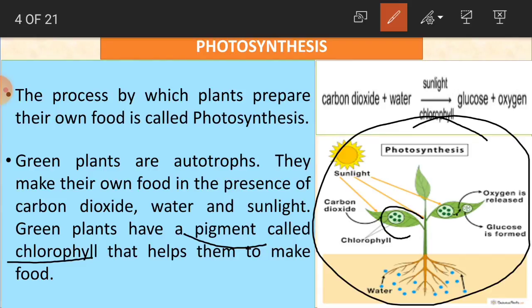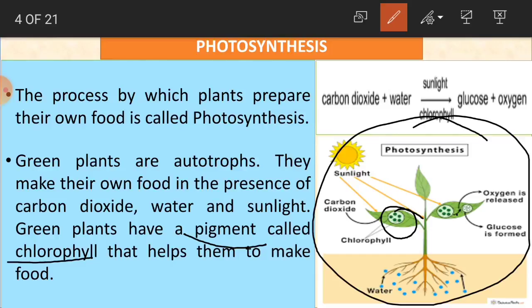Are you able to see, children, this part with small holes on the leaf, the green leaf, in the circular diagram here? This part is chlorophyll. This chlorophyll is helping the plant to make the food. And here oxygen is released and glucose is formed.